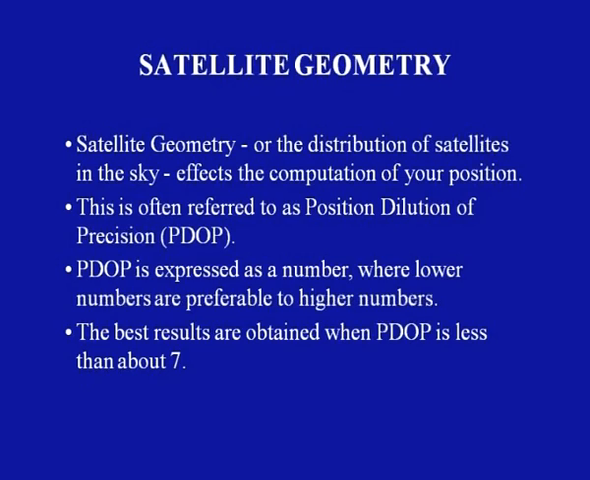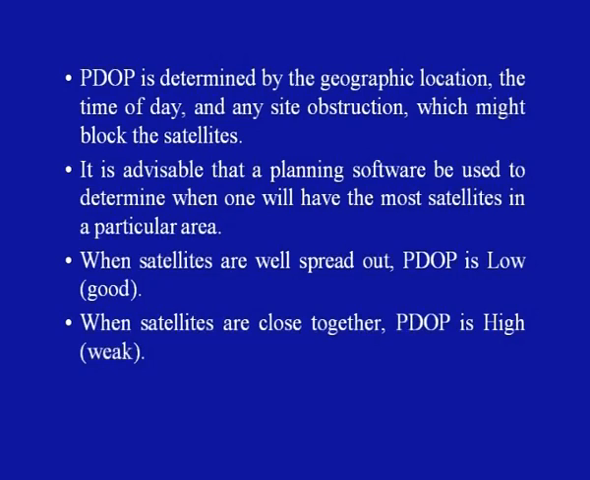PDOP is expressed as a number where lower numbers are preferable to higher numbers. The best results are obtained when PDOP is less than about 7. PDOP is determined by the geographic location, the time of the day, and any site obstruction which might block the satellites. It is advisable that planning software be used to determine when one will have the most satellites in a particular area.